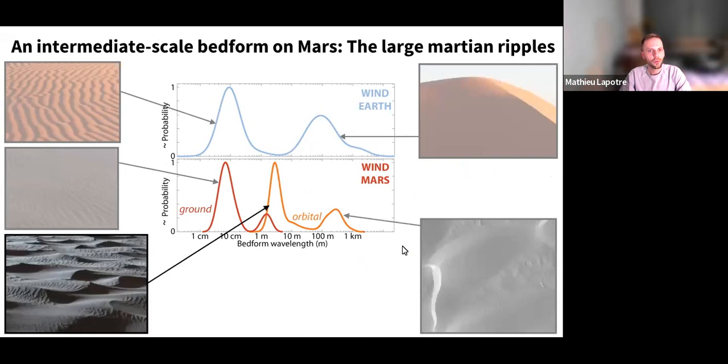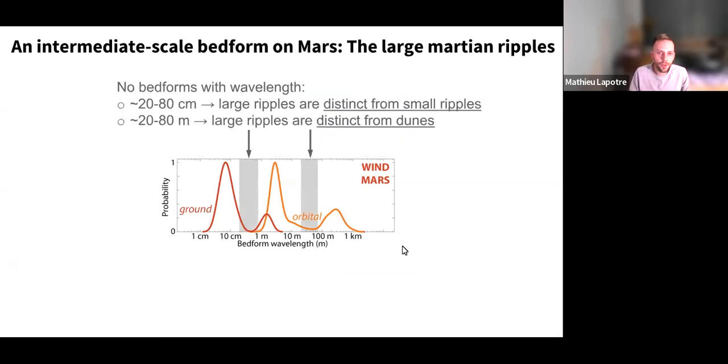But on Mars, we are left with this intermediate peak at 2 to 3 meters that corresponds to these large ripples that you can see here in the bottom left. These are nowhere to be found on Earth. And it's important to note that there are real gaps in bedform wavelength around 20 to 80 centimeters, and then again between 20 to 80 meters, completely separating the large Martian ripples from other bedform types. They are distinct from the small ripples, and they are distinct from the large dunes.